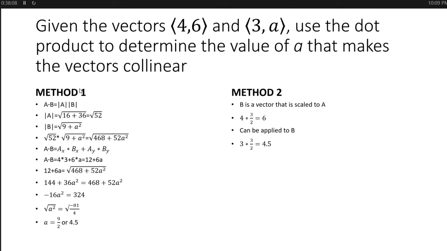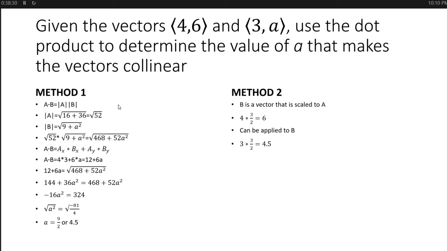To find the a value that is collinear, we have to know that the dot product a times b is equal to distance A times distance B. So let's find that real quick. Distance A is root 52. Distance B is root of 9 plus a squared. We can't do much with this, so we have to leave it like this.